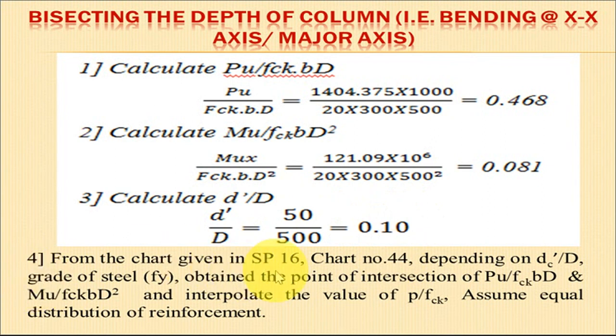From the chart given in SP16, chart number 44, depending on the d dash by D ratio, grade of steel, obtain the point of interaction between the Pu by fck BD and Mu by fck BD square, and interpolate the value of p by fck. Assume equal distribution of the reinforcement. There are two types of reinforcement. One is the opposite side reinforcement provided equally in the opposite side, and second, on four sides there is equal reinforcement. Here we have considered the four sides.